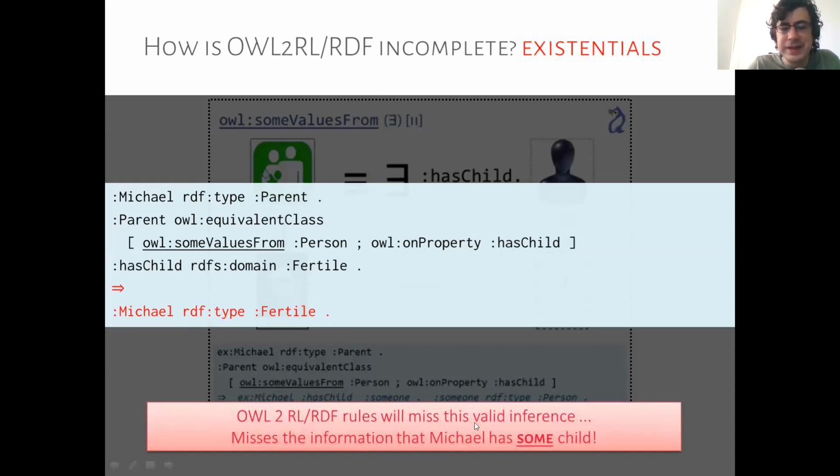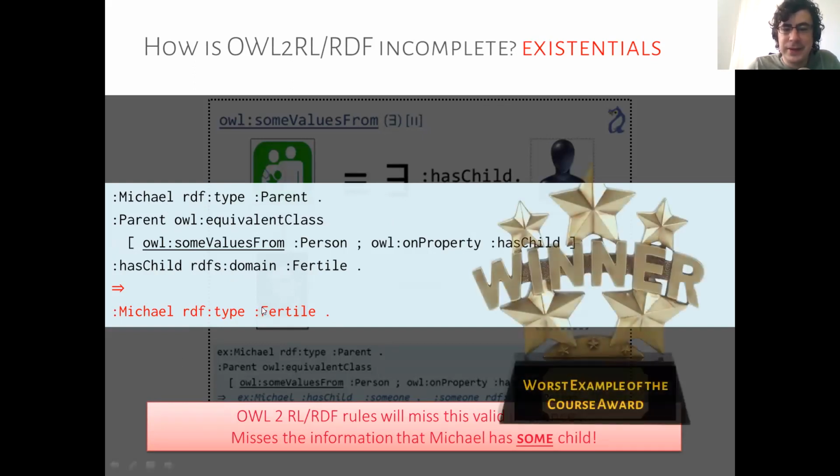Unfortunately, the L2 rules again will miss this valid inference because it doesn't write down that Michael has some child. It doesn't consider this thing that exists, right? It doesn't write it down because it can't name it. So we miss this inference. And yeah, I'm awarding this the worst example of the course, but hopefully it gets across the point. So essentially, we don't consider that Michael must have some child, and therefore we don't apply the domain rule. We don't have anything to apply the domain rule on, so we miss this inference.